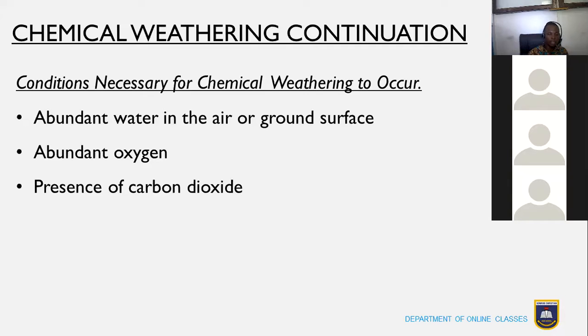Then also, in some instances, we may need enough carbon dioxide. There should be enough or presence of carbon dioxide to also spearhead or fast track the process of chemical weathering in these regions.